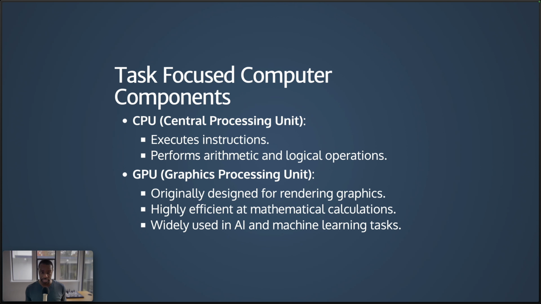So, task-focused computer components. The idea is that there are two aspects of computers. There's a number of components in computers that work together. The ones that are focused on executing tasks are the CPU. You may have heard of it, Central Processing Unit. It executes instructions and performs arithmetic and logical operations. Pretty much the vast majority of all the operations that happen in the computer, even the ability to listen to this recording right now, is due to the CPU being able to process data and show things to the screen. But there's also a GPU, a graphics processing unit that's originally designed for rendering graphics.